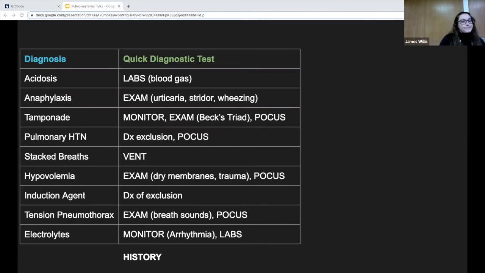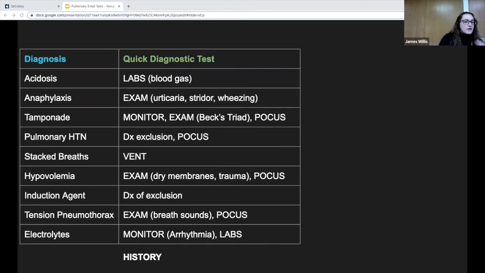Tamponade: look at the monitor, take a look at what their blood pressure looks like, and take a listen to their heart. You might be lucky enough to see a full Beck's triad, which is narrow pulse pressure, muffled heart sounds, and elevated JVP. And if you have ultrasound, obviously take a look for any pericardial effusion.